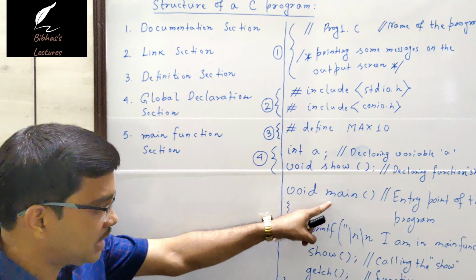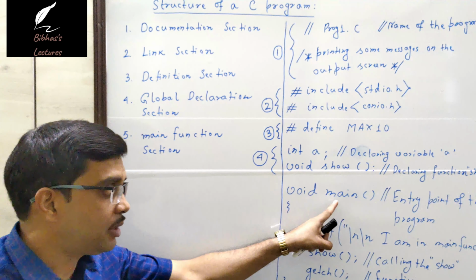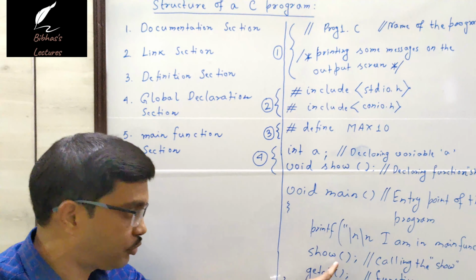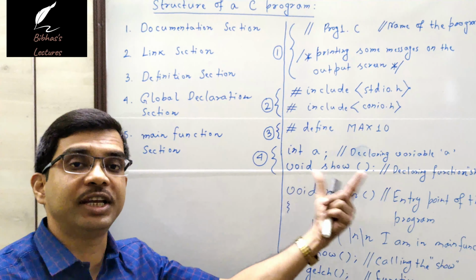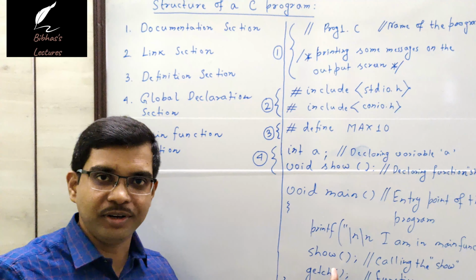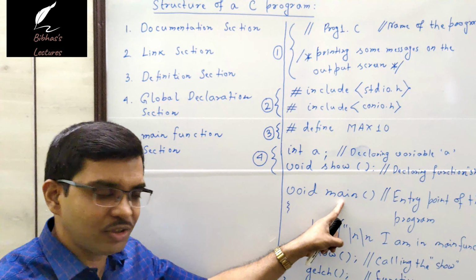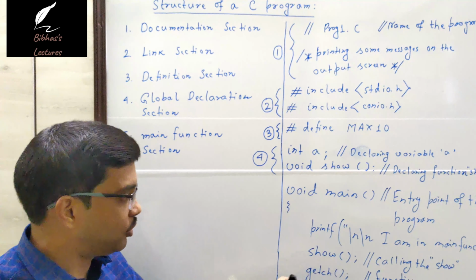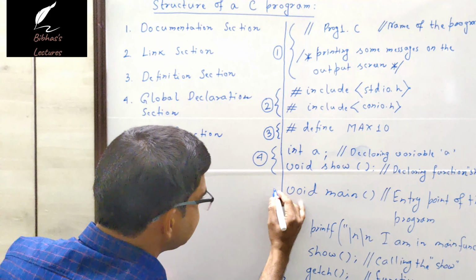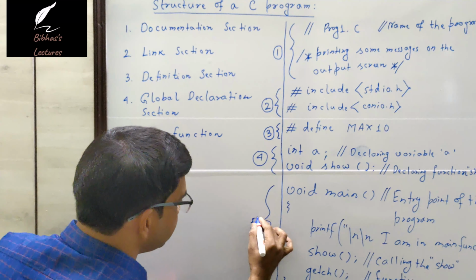Now you can check that we have called the show method from inside the main method. So here the main method is calling show. Main is the calling method, and which method is being called? The show method is being called. So show is the called method. Main is the calling method and show is the called method. So here we have defined the main function section. So it is point number 5.